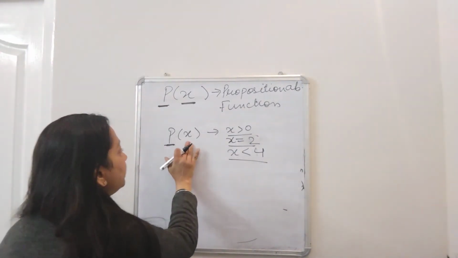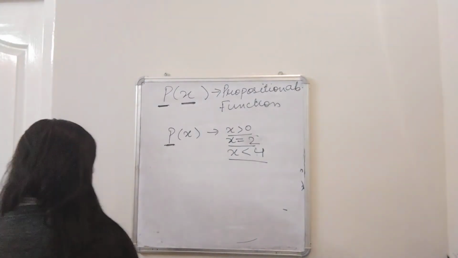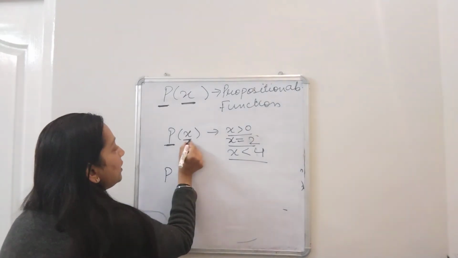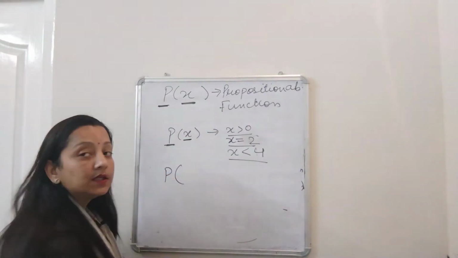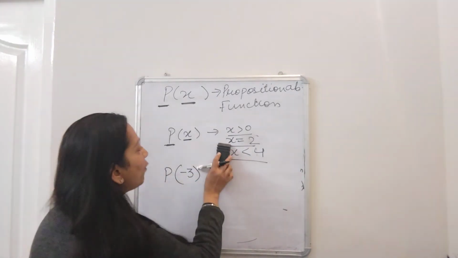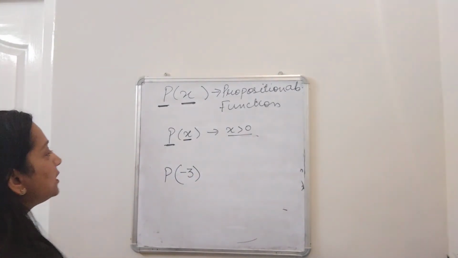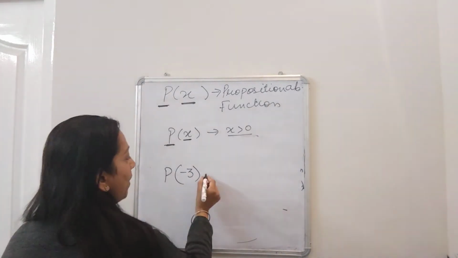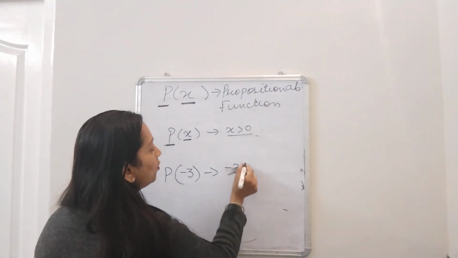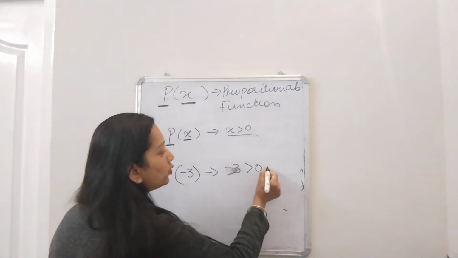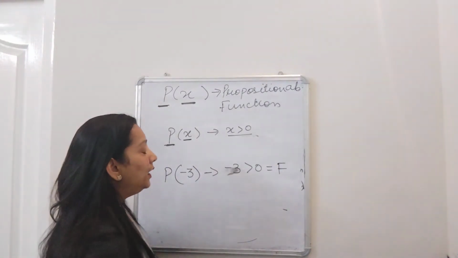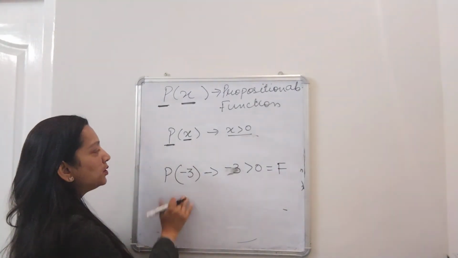Here p is the value of a propositional statement at the subject x. If I replace this x by minus 3, and now I want to find out if x is greater than 0, minus 3 can never be greater than 0. Minus 3 is not greater than 0, so this has a truth value false. Since I can give it a fixed truth value, I can call it a proposition.